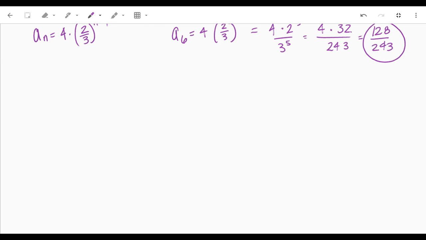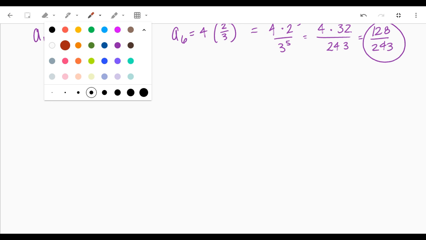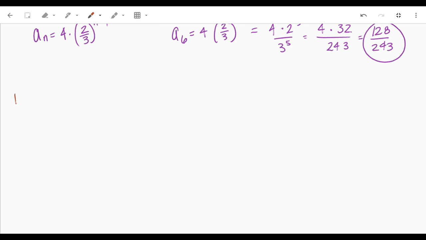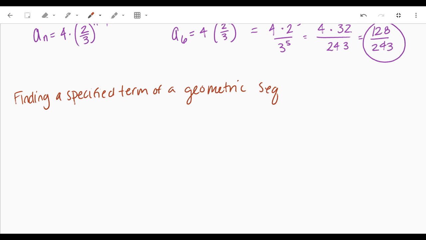Next one. We have finding a specified term of a geometric sequence given 2 terms of the sequence. So again, another one that we did similarly with arithmetic.